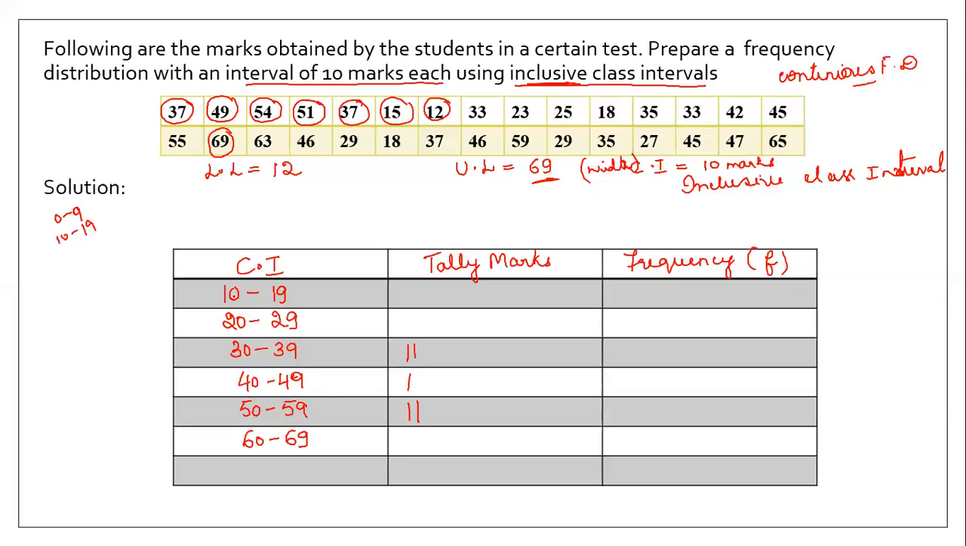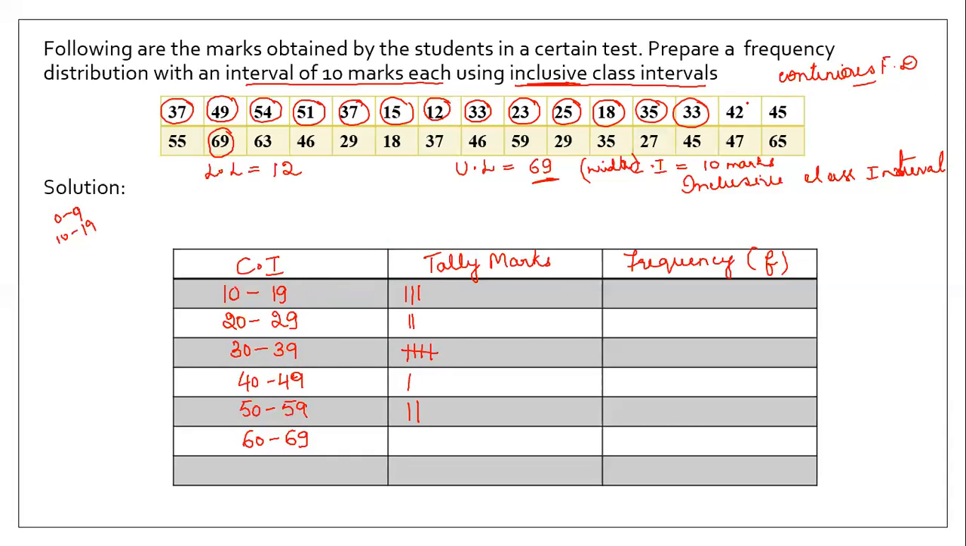15 is included between 10 to 19, so it will be here. Next is 12, again from 10 to 19. 33 is from 30 to 39, so it will be here. 23, 20 to 29. 25, 20 to 29. 18, 10 to 19. 35 is between 30 to 39. 33 again is included in 30 to 39.